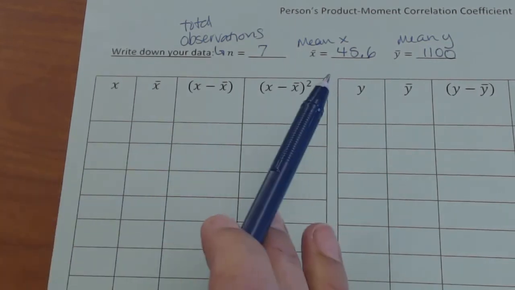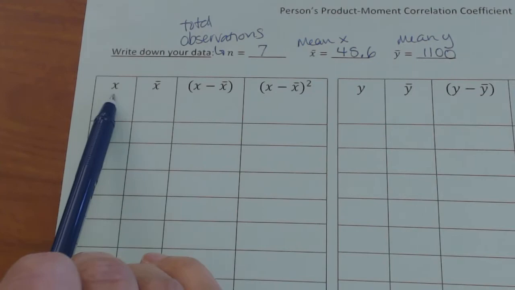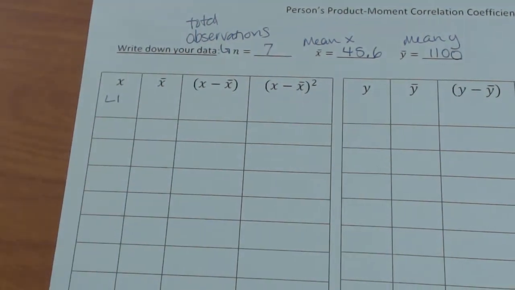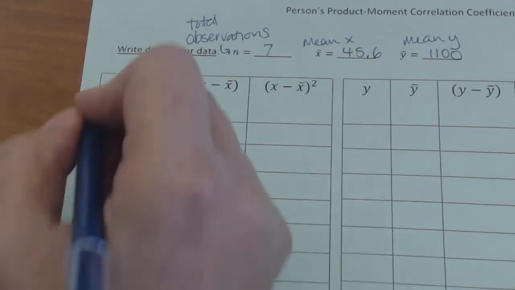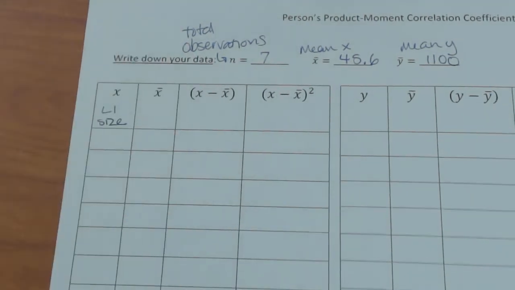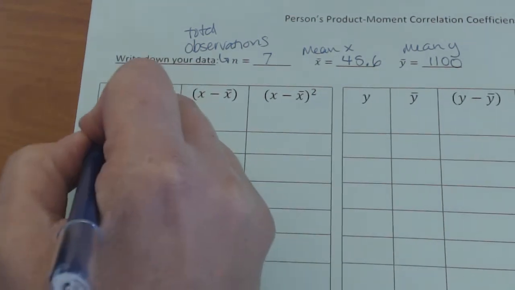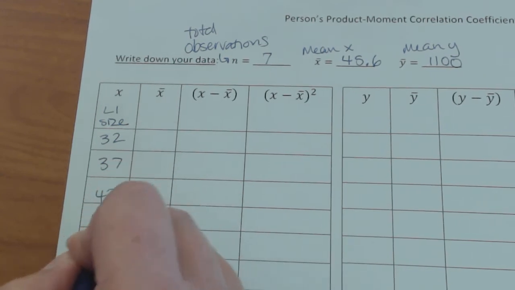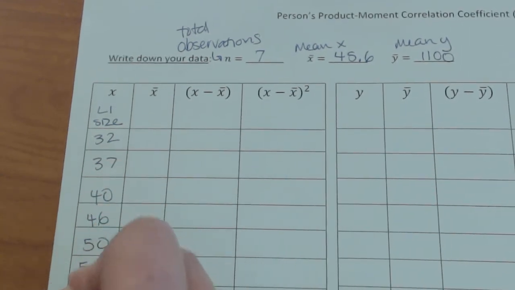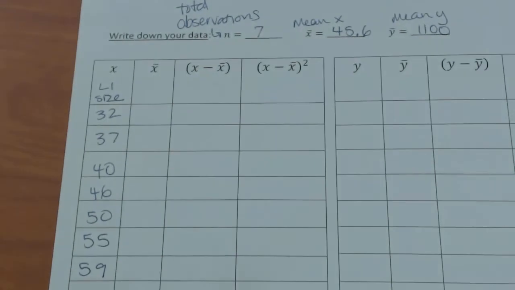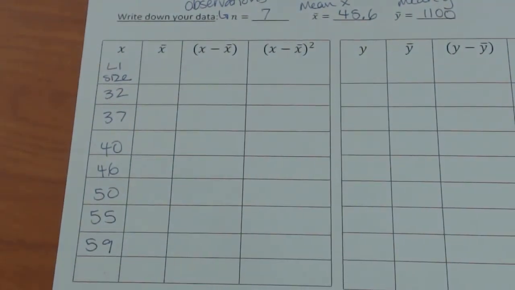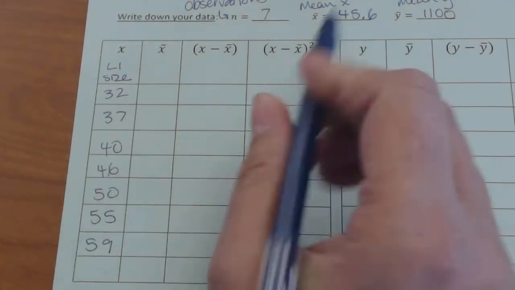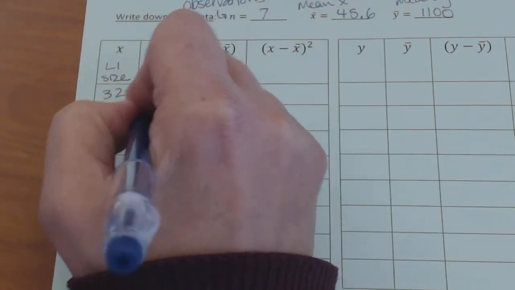So let's first figure out everything we need with x. This x right here is really just your list 1. So any numbers that you put in your list 1, or your size in inches, that's what this was, the size, you're going to write here. So you're going to write in your 32, 37, 40, 46, 50, 55, and 59. It's okay that you didn't use this bottom box because I just did extras. This x bar here, you're going to fill in your mean, 45.6. So it's going to be the same number all the way down.